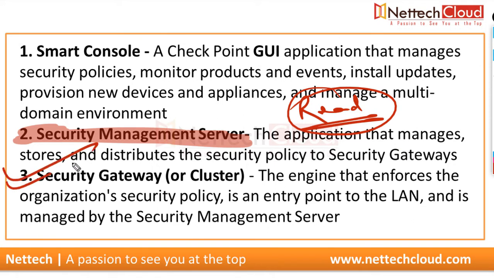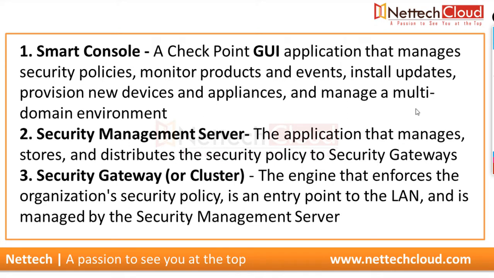And the third one is the security gateway, or a cluster. It is the engine that enforces the organization's security policy. It means the security gateway is the enforcement module. Policy is pushed to the security gateway. So the security gateway is the entry and exit point of the network. It's a security gateway device, right? A gateway responsible for routing and all that. So the three core components of a Check Point firewall are: console, management server, and security gateway.